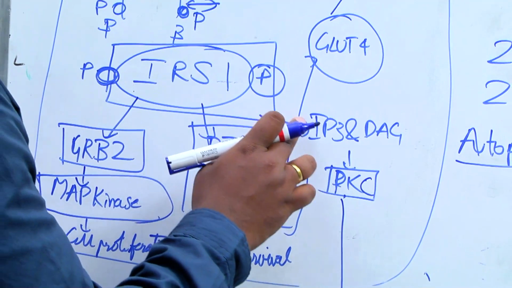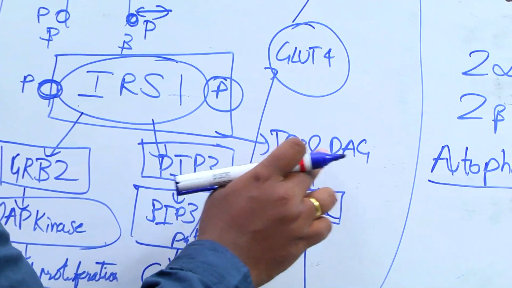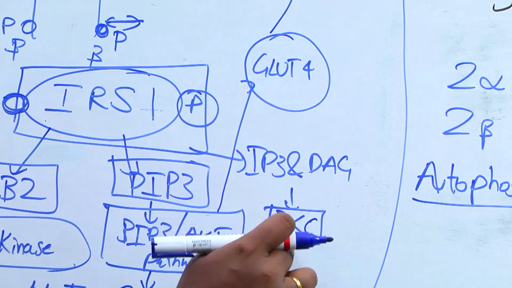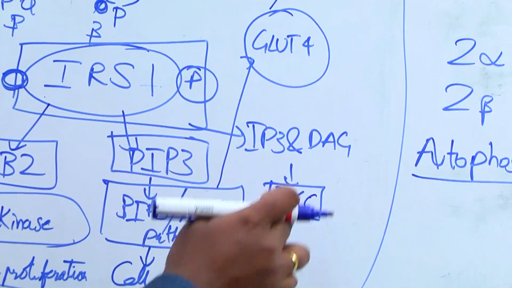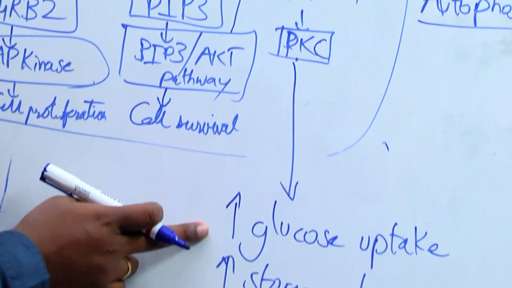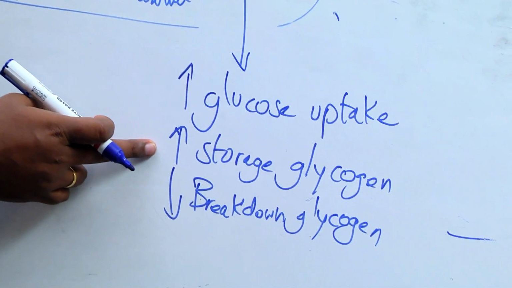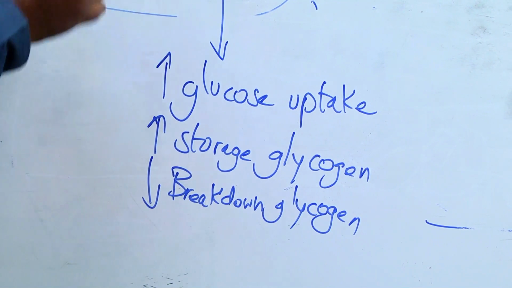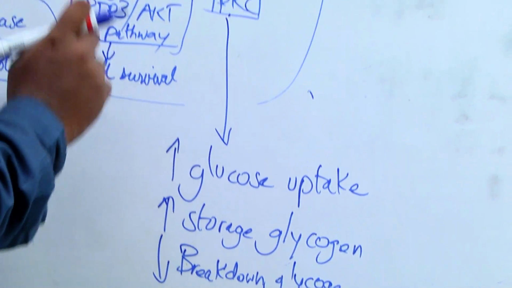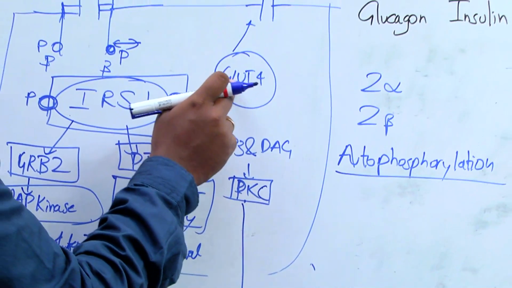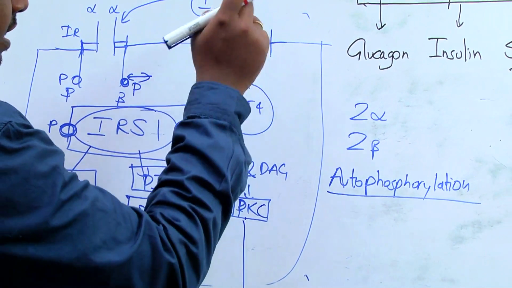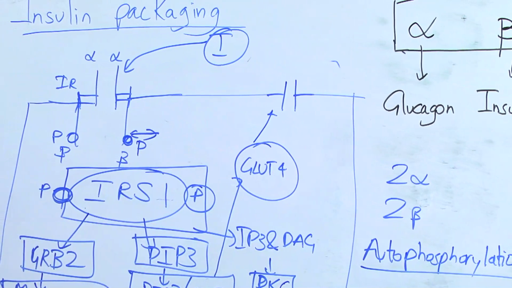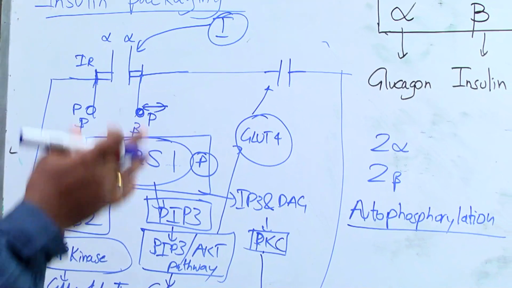And then there will be secretion of your inositol triphosphate and diacylglycerol, which will lead to activation of the protein kinase C. This protein kinase C activation will lead to increased glucose uptake, increased storage of glycogen, and decreased breakdown of the glycogen. And also this PIP3 AKT pathway will lead to the formation of GLUT4 receptors, which will be embedded in your cell. So this is the entire function of the insulin on the cell.